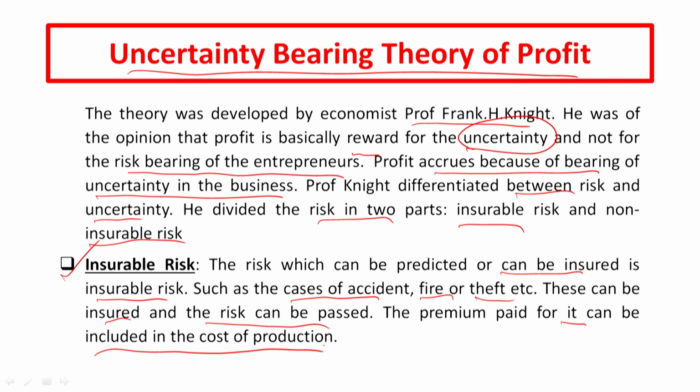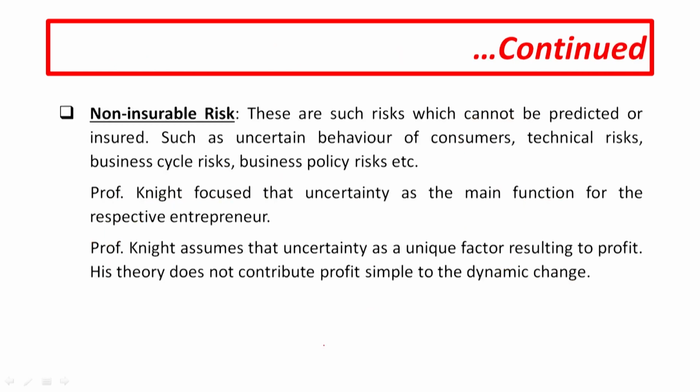So here we talked that Professor Knight was focusing on the uncertainty concept, and he was of the opinion that profit is because of bearing of uncertainty. Finally he differentiated between risk and uncertainty, and he further divided risk into two parts, that is insurable risk and non-insurable risk. Then I explained the insurable risk, and finally he talked about the non-insurable risk.